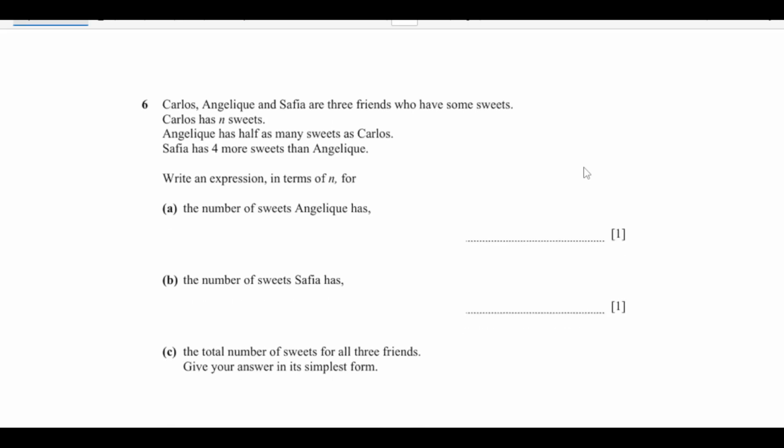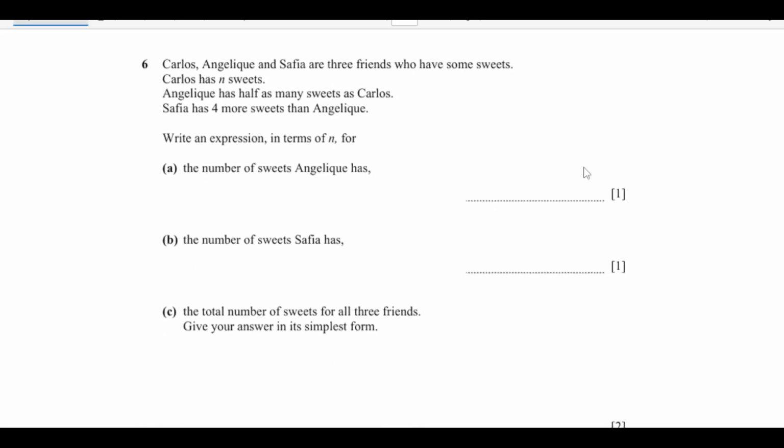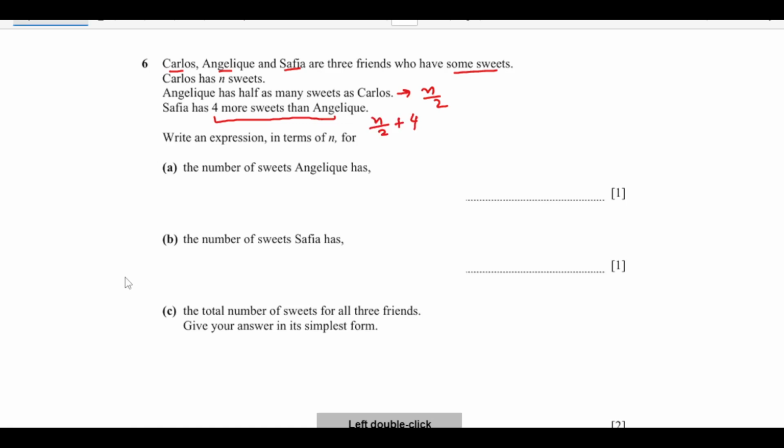Now here we have question 6. Carlos, Angelique and Safia are 3 friends who have some sweets, right? Carlos has n sweets. Angelique has half as many as Carlos. Carlos has n, then this has half of that, so that means n over 2. Safia has 4 more sweets than this one. So Angelique is n over 2, then this is 4 more.